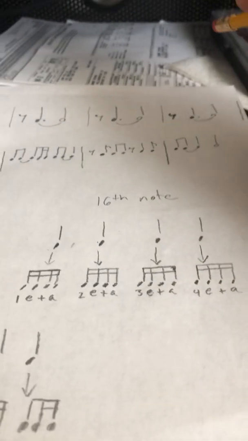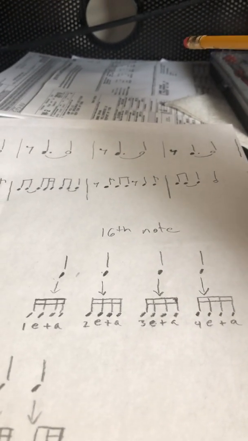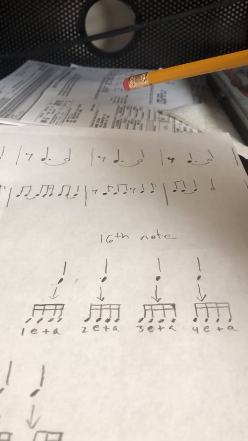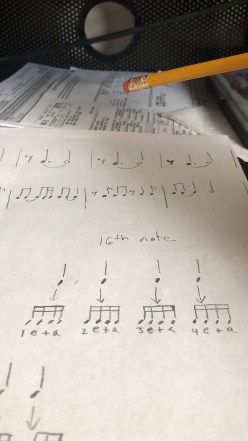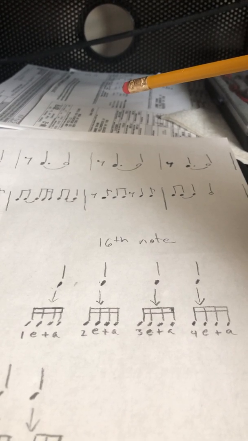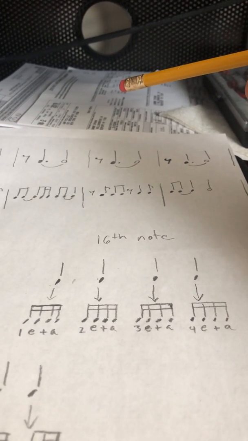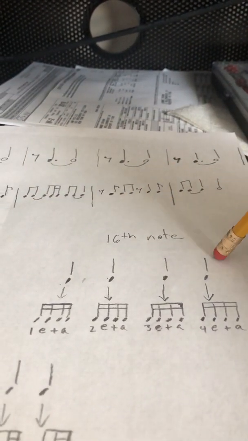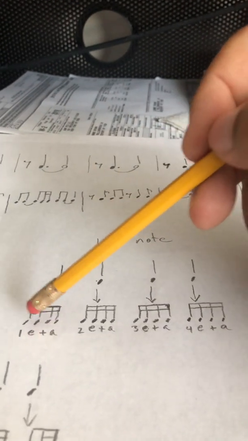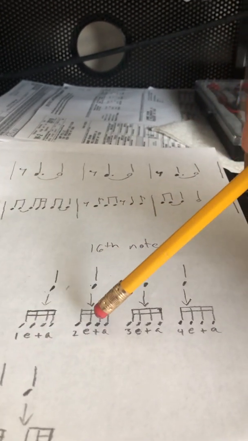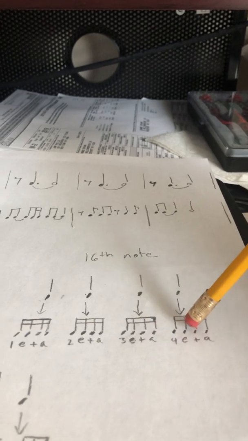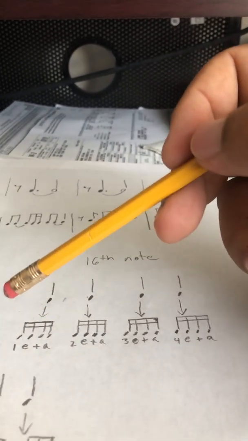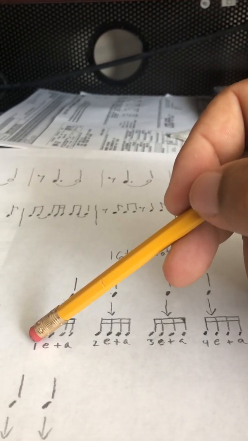I'm going to allow you to try that a few times. Ready? Go. Try it again. 1 e and a 2 e and a 3 e and a 4 e and a 1 e and a 2 e and a 3 e and a 4 e and a. Notice how the count comes on the first one because that's where the downbeat starts. Okay?